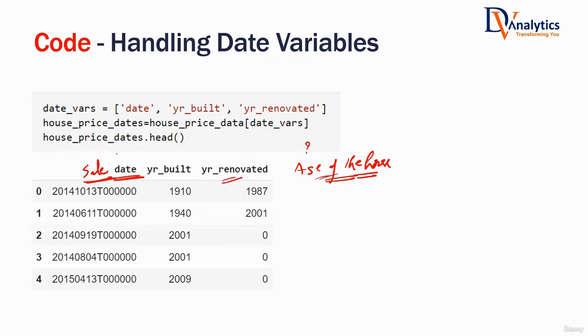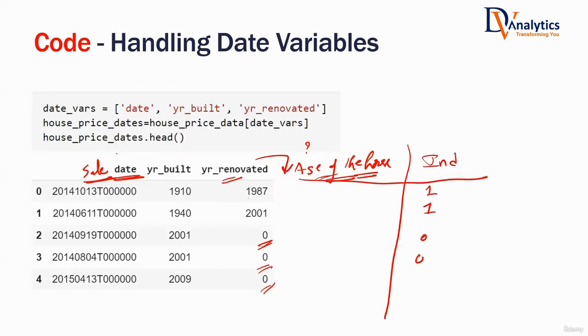Renovation. Right now the renovation year is 1987, 2001, 0. When it is not renovated, it is simply given as 0. To bring uniformity in this, we can create an indicator of renovation, which takes values zero and one. If the house got renovated, then the value would be 1. If the house is not renovated, then the value is 0. Instead of taking the renovation year, I'm taking the indicator of renovation.